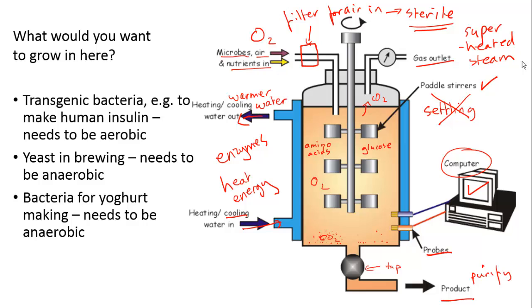But also bacteria for yogurt making, which we're just about to have a little look at. For both yeast in brewing and bacteria in yogurt making, we need anaerobic conditions because we're interested in the product of anaerobic respiration. In brewing, we want the ethanol made by yeast when they respire anaerobically. That's the alcohol in fermented drinks, such as beer. And in yogurt making, we want the lactic acid made by those bacteria, and we'll have a look at why in just a moment.